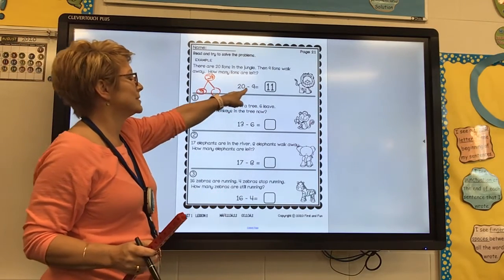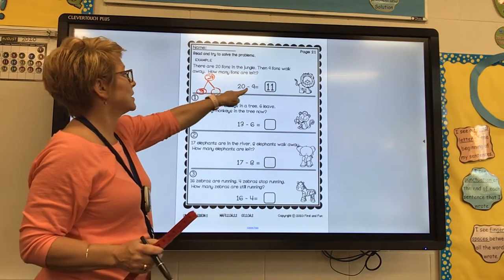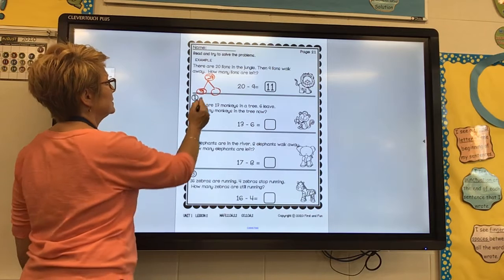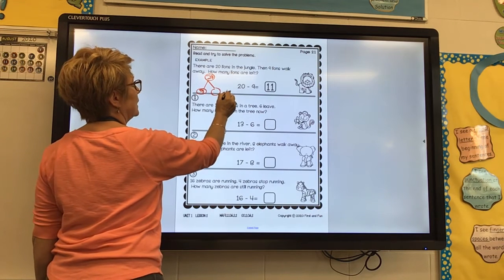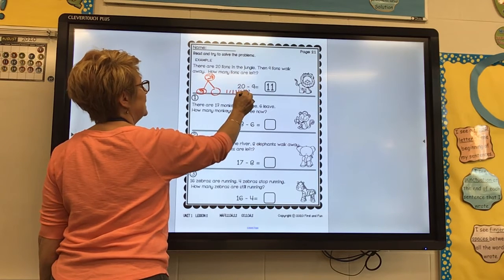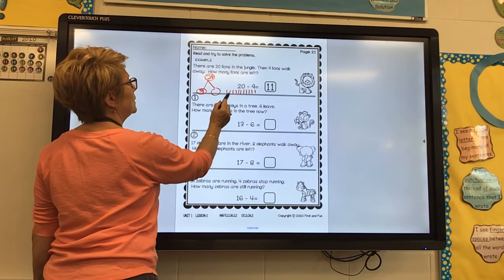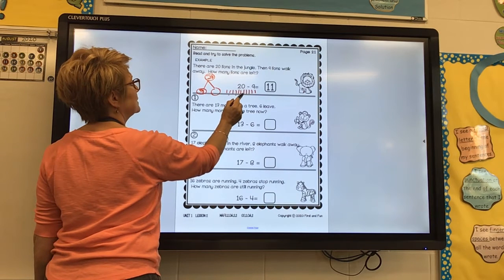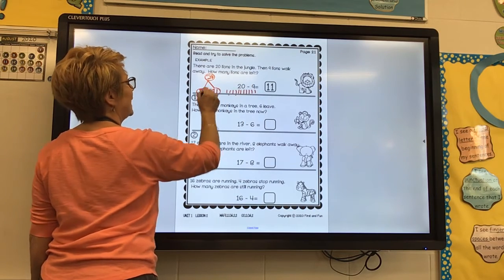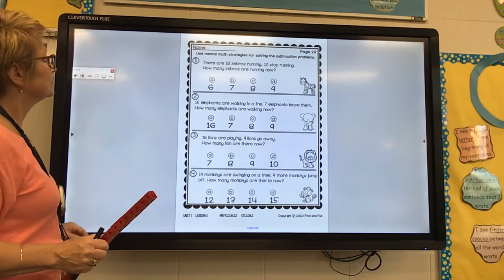So I can use my subtraction sentence, I can use an addition sentence to solve it. I can start with the number 9 and count up and stop at 20. So let's start at 9. 10, 11, 12, 13, 14, 15, 16, 17, 18, 19, 20. Let's see if that's 11. 1, 2, 3, 4, 5, 6, 7, 8, 9, 10, 11. Yes, our missing addend is 11. So that's what we're doing here.